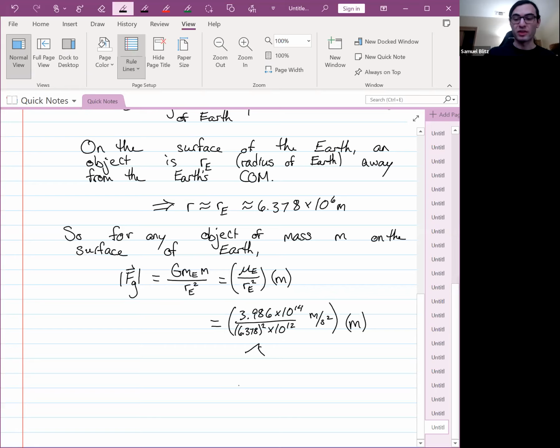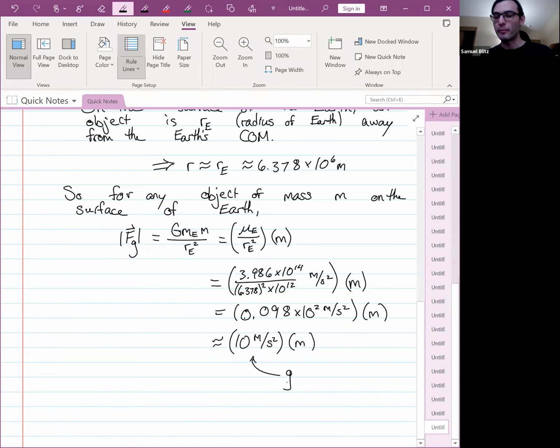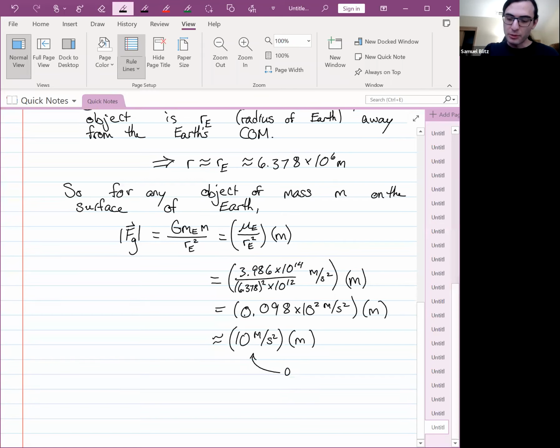So we can just figure out what number that is. It's just a number. This is 0.098 meters per second squared, sorry, times 10 to the second. Oops. Meters per second squared times the mass, which is roughly 10 meters per second squared times the mass. So this is g, right? This is where that g comes from. The g comes from the gravitational parameter of the Earth divided by the radius of the Earth squared.